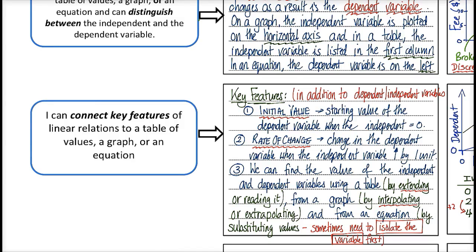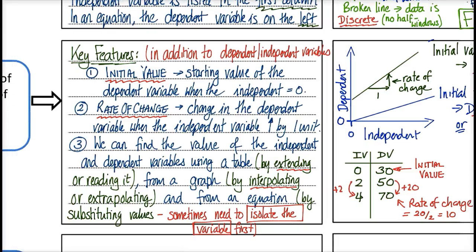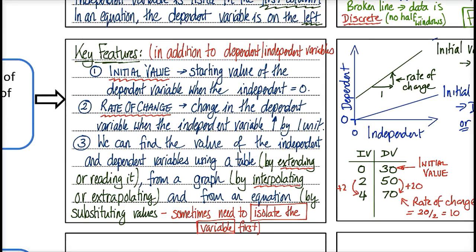of a linear relation. And we're just going to finish up by talking about how we find values of the independent and dependent variables if we're given an equation, a table, or a graph. So that's the last thing in this list of finding key features. If we want to find the values of the dependent or independent variables using a table, then we extend the table or we read from it.